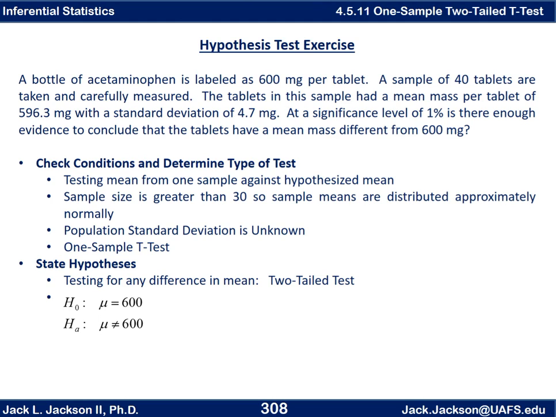Okay? We're testing for a difference in mean, that is a difference between the sample mean and the hypothesized mean. And so that's going to be just any difference, not a bigger or larger one. So that's going to be a two-tailed test. So if H naught is mu equals 600, H alternative is mu not equal to 600. So a two-tailed test.